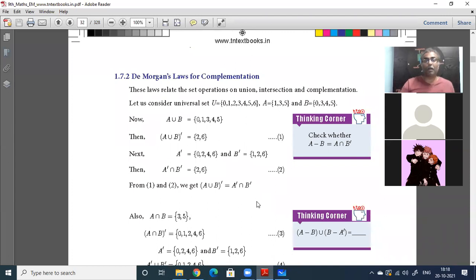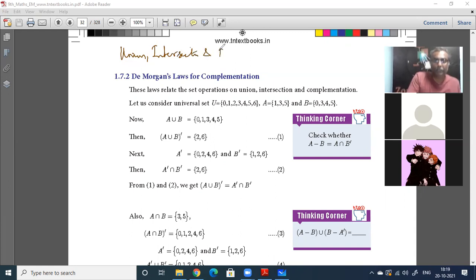De Morgan's laws for complementation. Other than the two De Morgan's laws, you also have laws for complementation. These laws relate the set operations of union, intersection, and complementation. What were the first set of laws doing? Union, intersection, and difference.